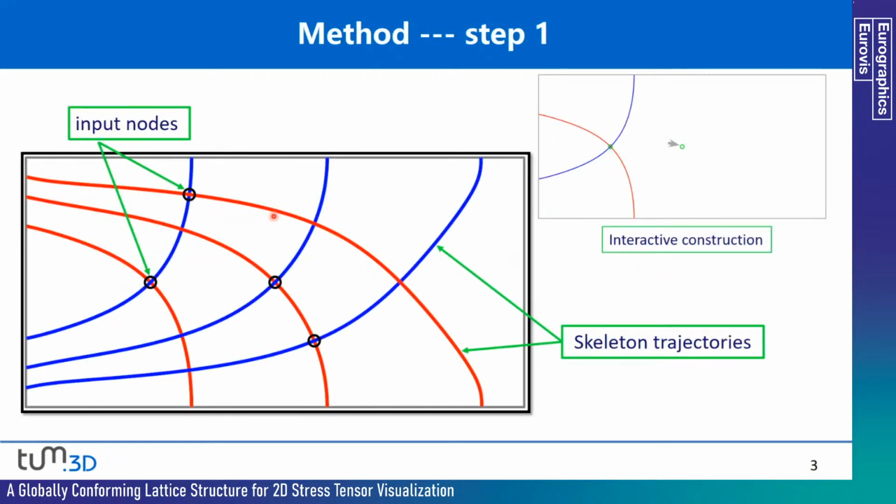Our approach starts by creating such an initial graph, in which the user interactively inputs a series of positions and traces the corresponding principal stress lines from them. Here we term the principal stress lines and their intersections as the skeleton trajectories and nodes. This animation shows how the interactive construction works.